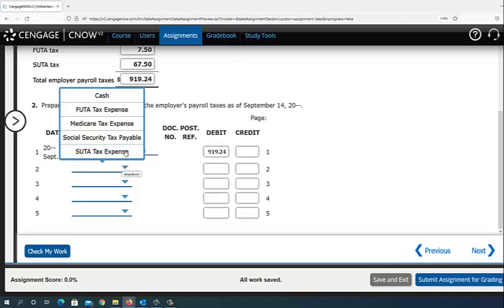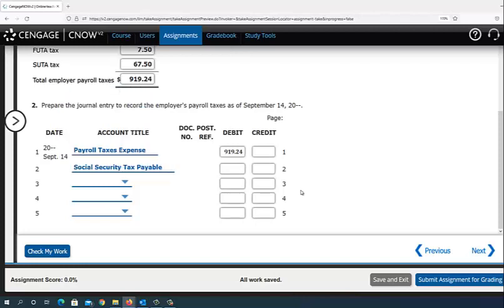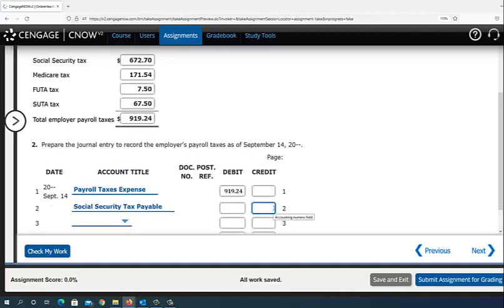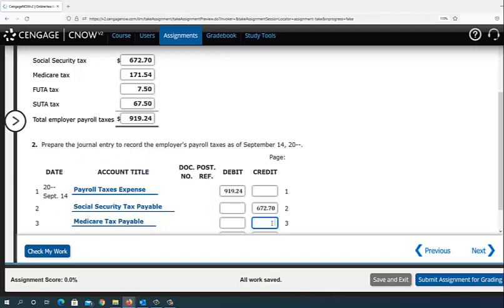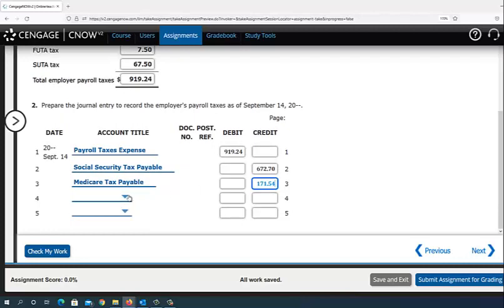So then we will record the Social Security tax payable as a credit for $672.70, Medicare tax payable for $171.54, and then FUTA tax payable, sorry, FUTA was $7.50. And then SUTA tax payable was $67.50.